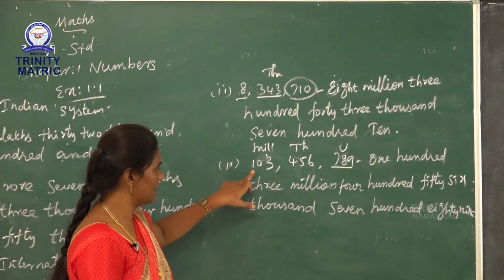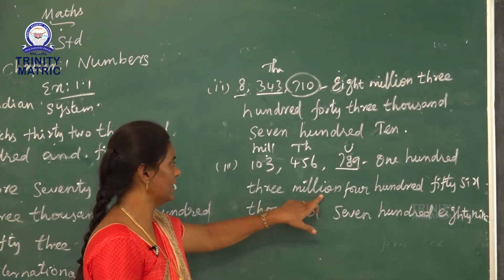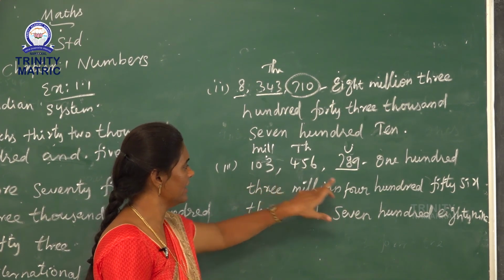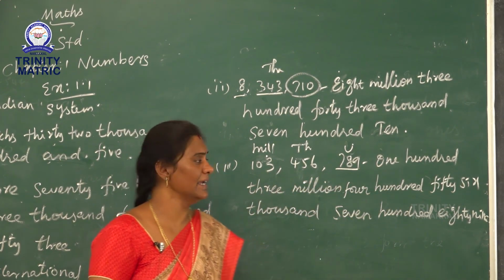Next, see here: this is the units place, this is the thousands place, and this is the millions place. In the millions place we have 103, so 103 million, then the thousands place is 456,000, and the units place is 789.